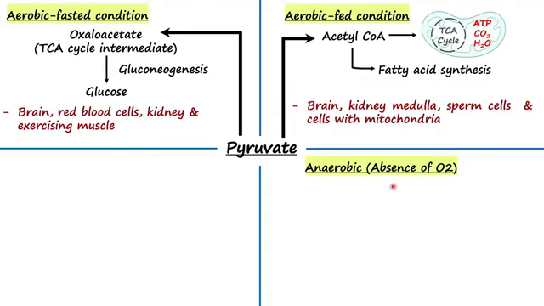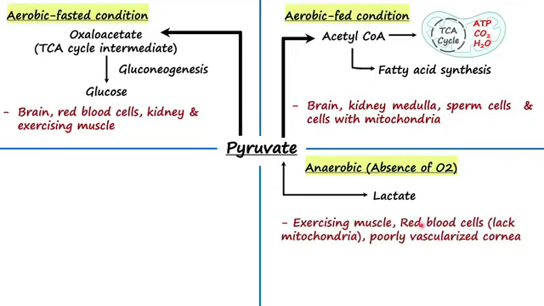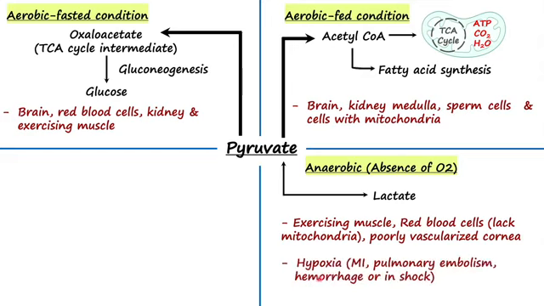Now the third condition is anaerobic condition, where there is deficiency of oxygen. In this condition, pyruvate is converted into lactate, and this pathway can be utilized by exercising muscle, red blood cells which lack mitochondria, poorly vascularized cornea, as well as during hypoxia, which is common in myocardial infarction, pulmonary embolism, hemorrhage, or during shock. So during this condition, pyruvate is converted into lactate.